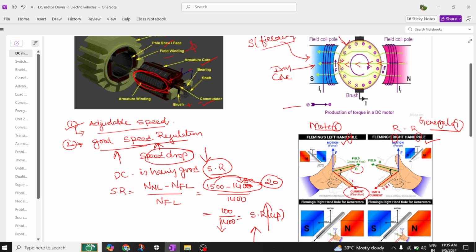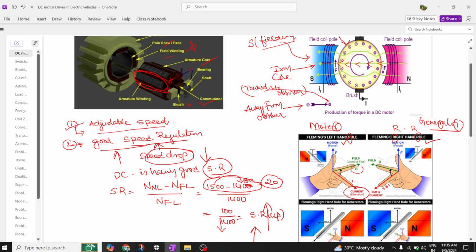Here there are two types of current polarities. One is a cross, which is when the current is flowing away from the observer. When it is a dot, the current is flowing towards the observer.